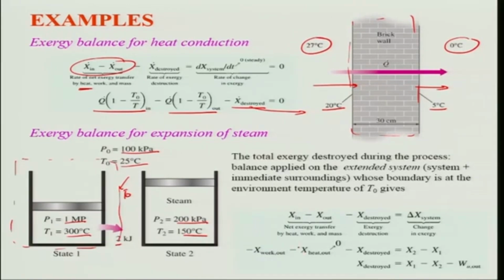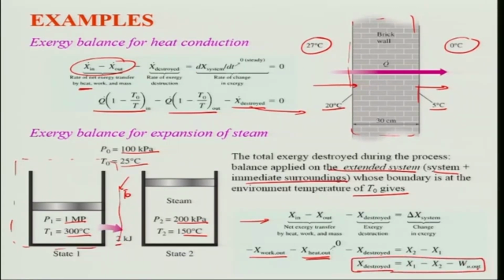In that case, if you apply this exergy balance, this particular term is going to be 0. Please note here that X in is going to be 0 because there is no contribution as far as the transfer in is concerned. The out is your X work out, because it is working against the surroundings. So this would be your work out minus X heat out, which is going to be 0 if you consider an extended system where the boundary is at the environment. And thus your exergy destroyed can be written in this form: X1 minus X2 minus W useful out.